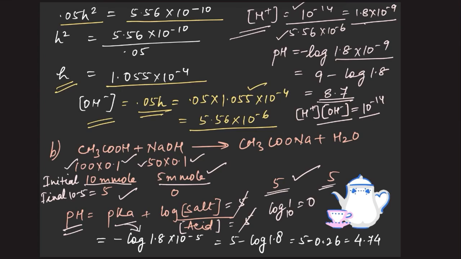And what is the value of pKa? pKa is equal to minus log of Ka. So minus log 1.8 into 10 to the power minus 5. Solving, the pH value comes out to be 4.74.